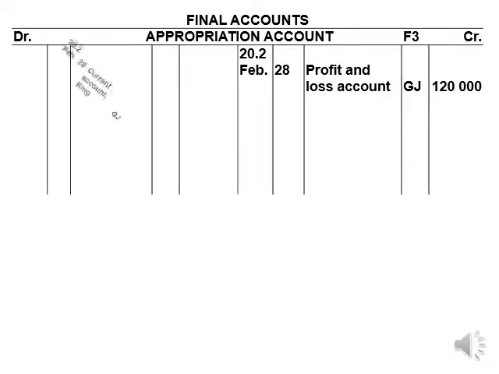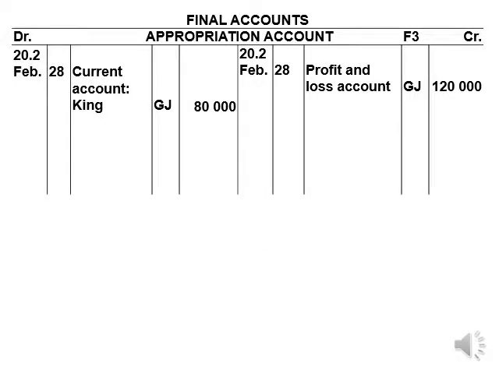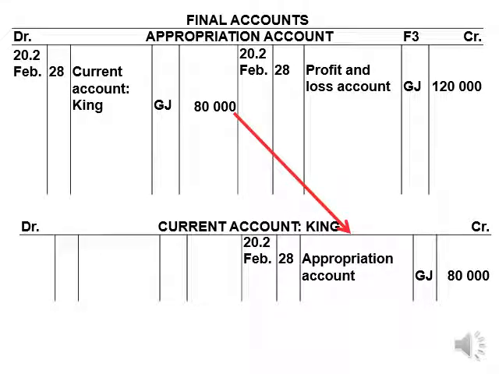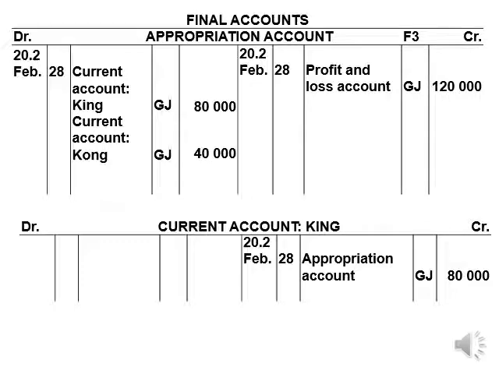So this is how it's going to look. We will debit the appropriation account with current account King 80,000 and we will credit the current account King with appropriation account 80,000. We will do the same with the current account of Kong. We debit the appropriation account with 40,000 and the current account of Kong will be credited with 40,000. Remember, final accounts do not have a balance. The difference between the debit and the credit side is transferred to another account, in this case to the current accounts of the partner.